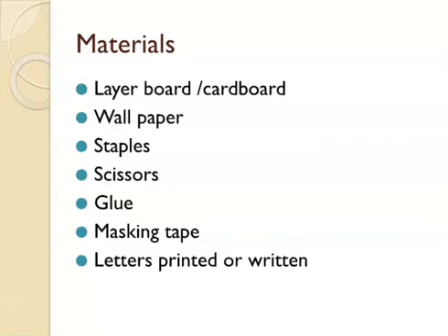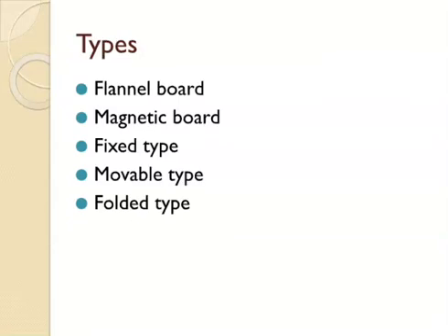How can we make a bulletin board? You can use materials like layer board or cardboard, wallpaper, staples, scissors, glue, masking tape, and letters printed or written. There are different types of bulletin boards, like flannel boards, magnetic board, fixed type, movable type, and folded type. So there are different types.